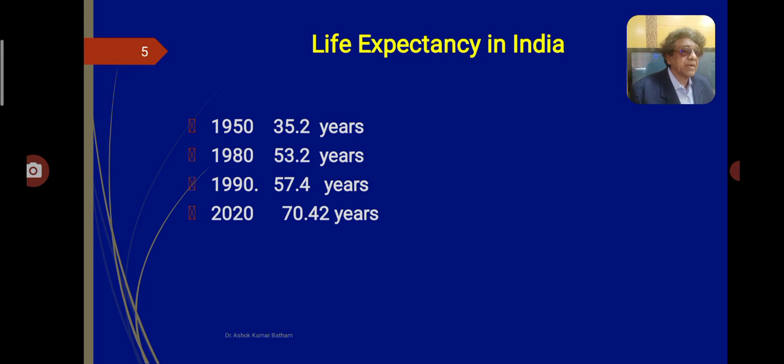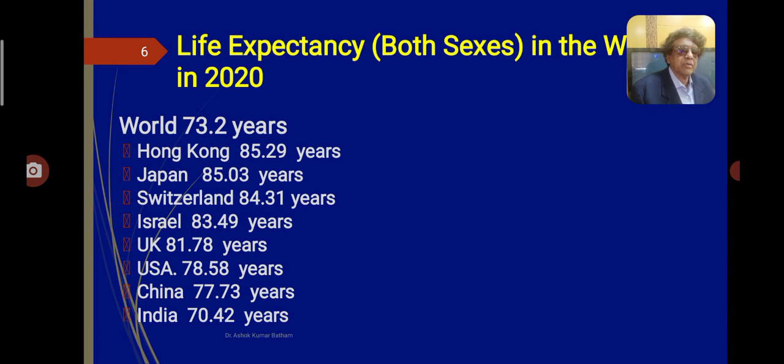In any case, the life expectancy and the health status of individuals in India has improved a lot after independence. The life expectancy, which was around 35 years in 1950, has almost doubled to 70 years or more in 2020. In the rest of the world also, the scenario is pretty good. The worldwide average life expectancy is 73.2 years. In a country like Hong Kong or Japan, one can expect to live 85 years. In the UK, it is 81.78. In Israel, it is 83.49. In China, it is 77.73. In India, as I mentioned, it is 70 years.